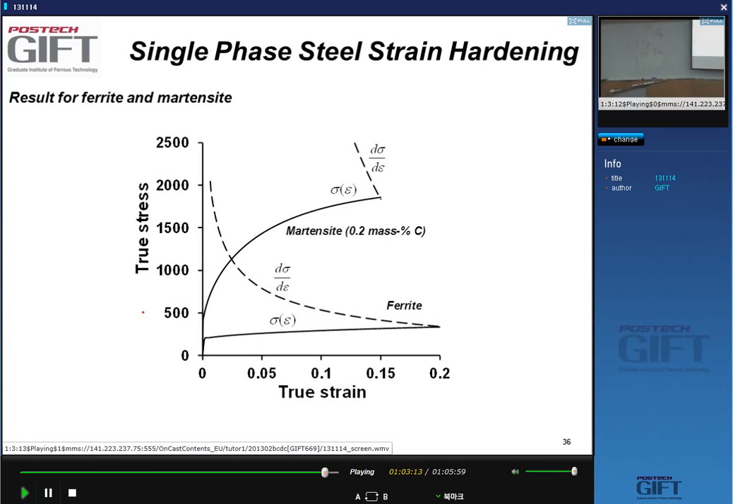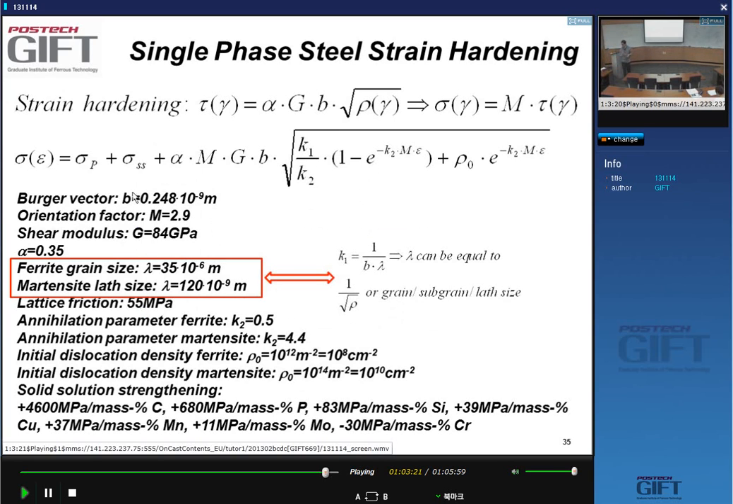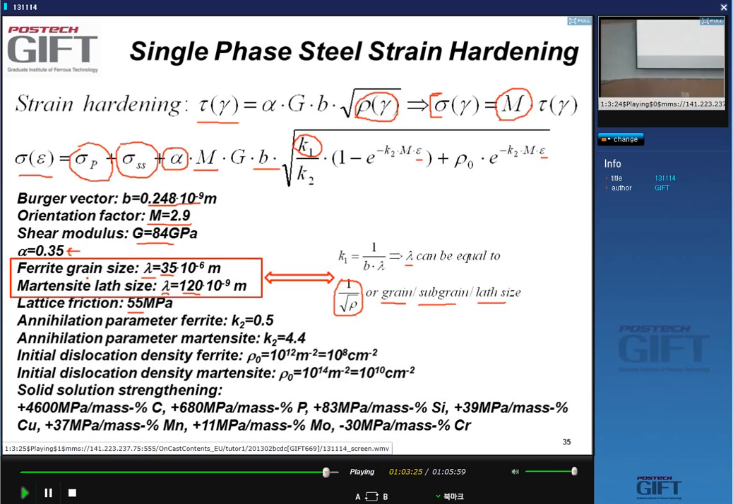All right. So the nice thing. You can see, even in this relatively simple case, that although you have many parameters, I agree, most of these parameters you cannot freely choose. The Taylor factor is what it is. The Burgers factor you cannot touch. So it's not really a fitting parameter. So many of these numbers are not fitting parameters, because they're what they are physically for steel.